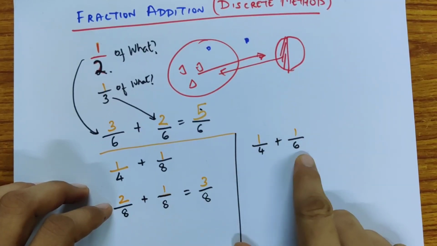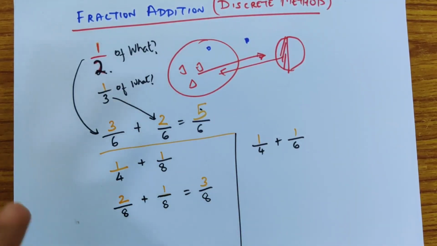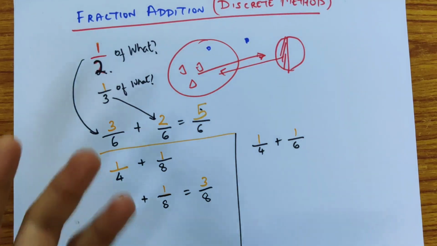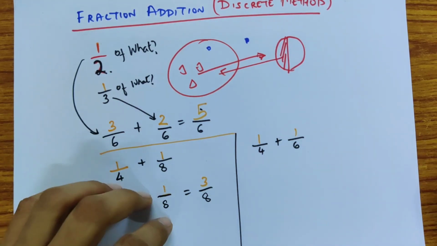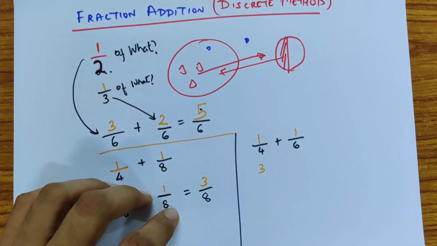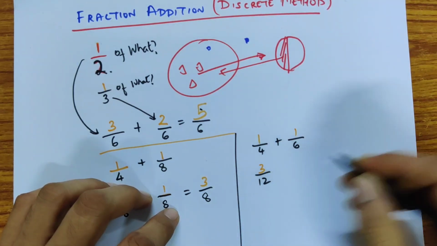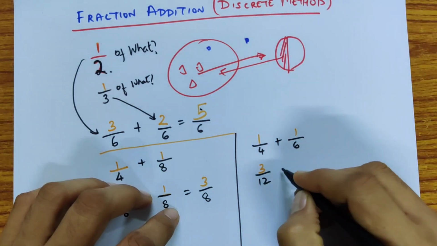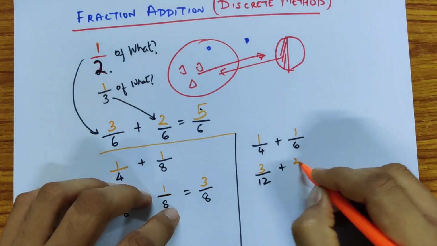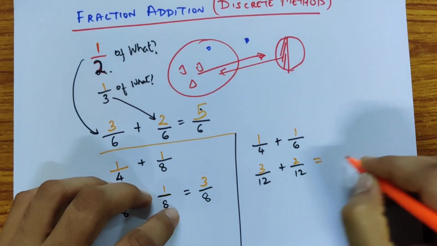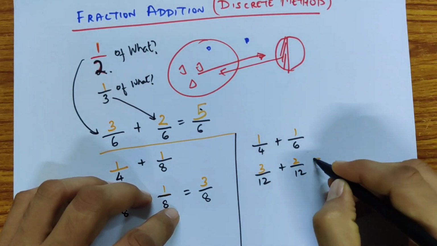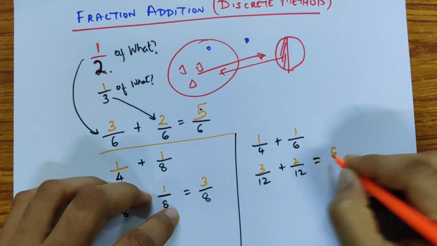So when I have 1 out of 4 and 1 out of 6, now what quantity will have both 1/4 and 1/6? If I look at 8, no, I can't take 1 out of 6, so I cannot compare the parts to add. So I take, let's say, 12. When I take 12, then 1 out of every 4 will give 3 out of 12, and 1 out of every 6 will give 2 out of 12, which will give me 5 out of 12.